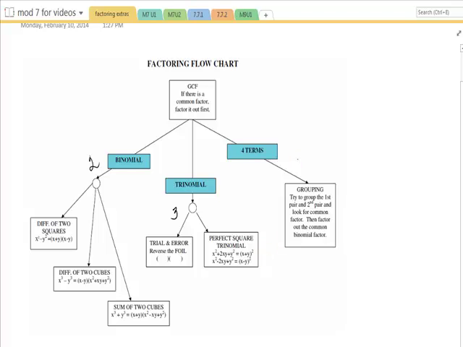The lesson we're going to look at in 6.1.2 is 4 terms. The method we're going to use is grouping. And just very briefly, it says try to group the first pair and the second pair and look for a common factor. Then factor out the common binomial factor. And that may not mean anything to you yet, but it will when we start working.